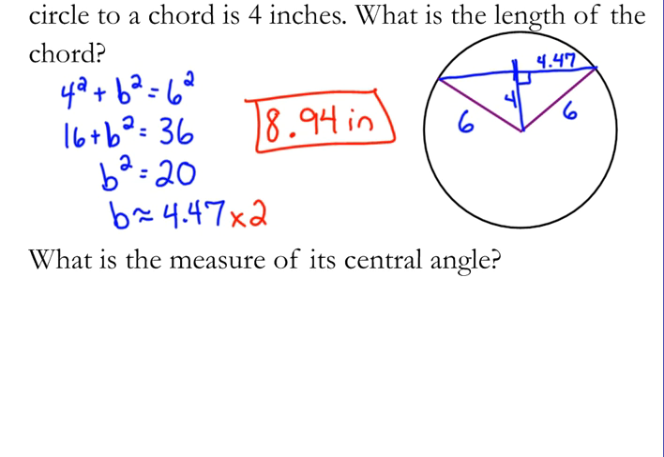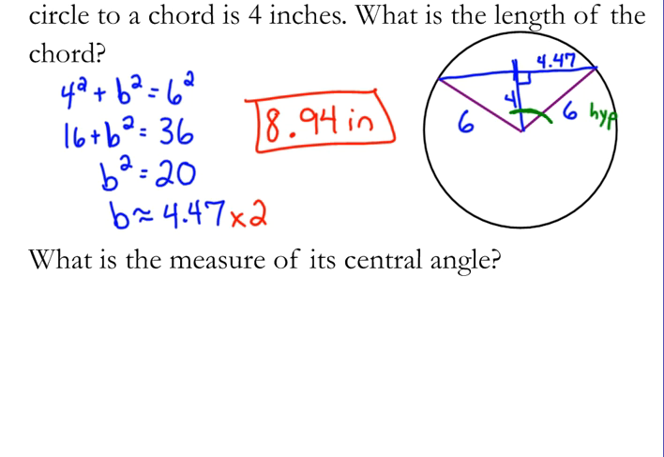Well, let's answer one more question with this same diagram. What's the measure of its central angle? Okay, what's the measure of its central angle? So we're looking for the angle. Now, just in case we messed up on calculating the 4.47, let's just use the 4 and the 6. So 6 is still the hypotenuse. What is 4 in this case? Is it the opposite or the adjacent? The adjacent, because it's right beside the angle.